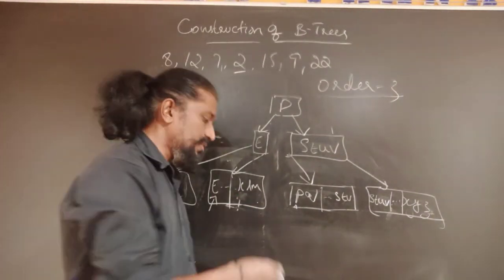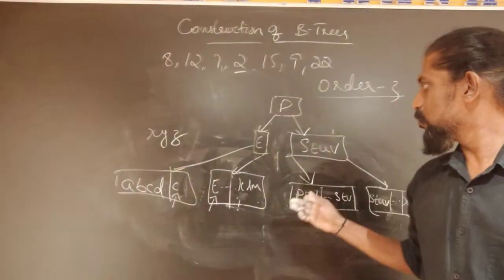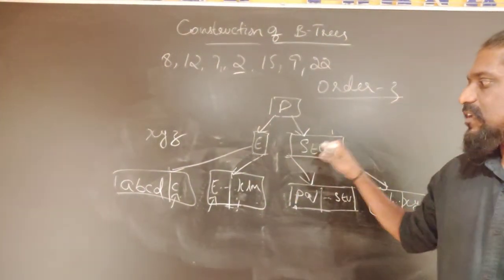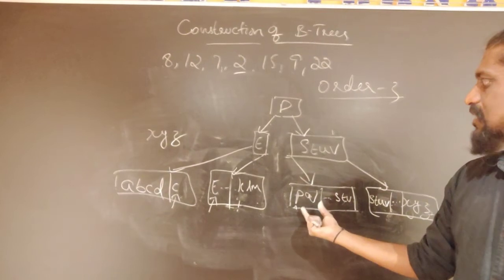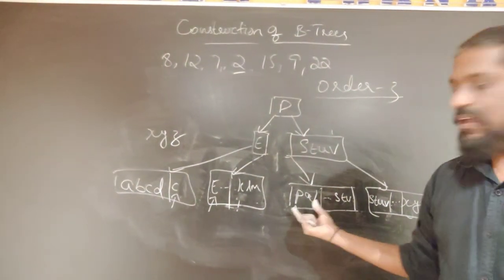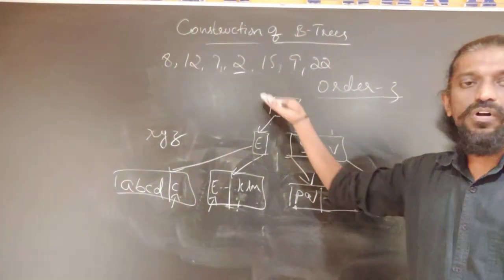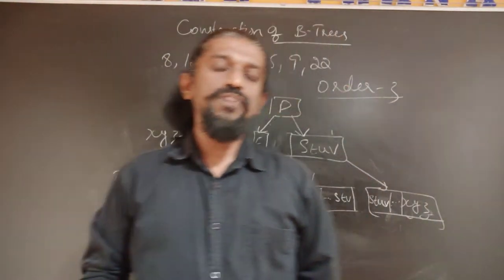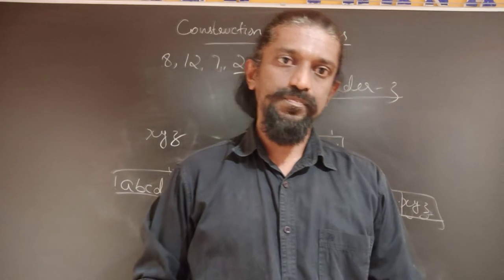By doing this, what we are trying to do is make sure that we can accommodate more keys in each one of the nodes, because we are forming simple prefixes. We are not having an entire key present at all the levels in the node. So these are some of the ways in which we can construct B trees. Thank you.